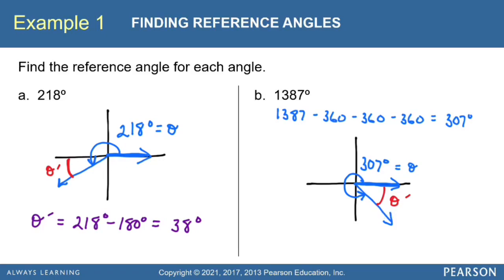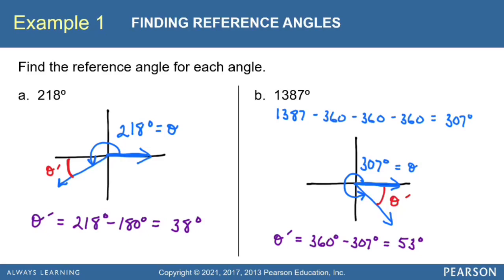Now to calculate this angle, we're going to remember that a turn all the way around the coordinate system would make a 360 degree angle. We've got our 360 degrees divided into two slices: this big 307 degree slice right here, and this smaller slice here that is our reference angle. So if we want to find theta prime, we'll need to subtract 360 minus 307, and that will give us a reference angle of 53 degrees.